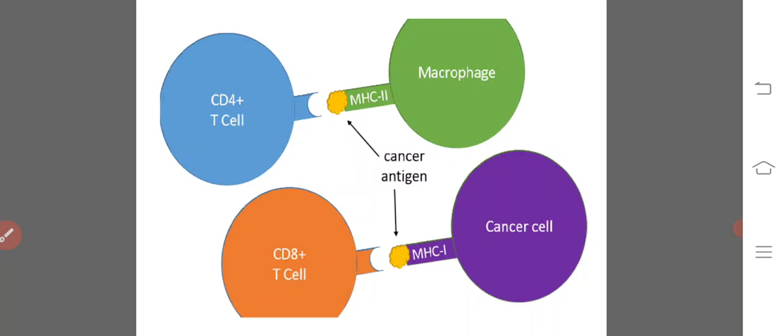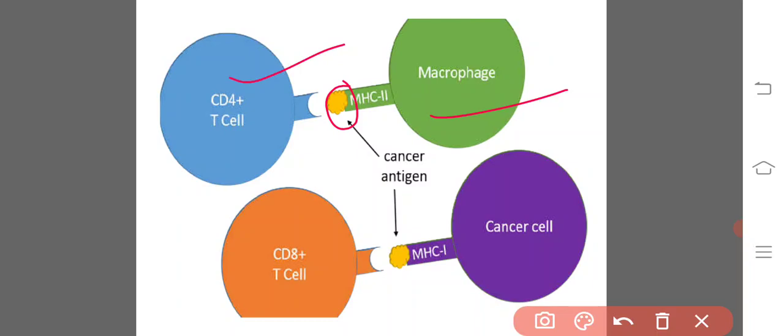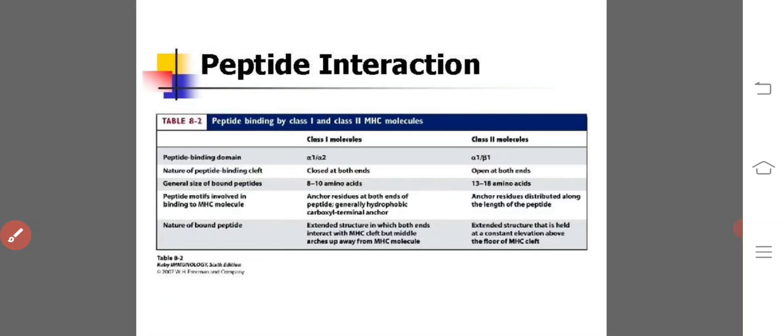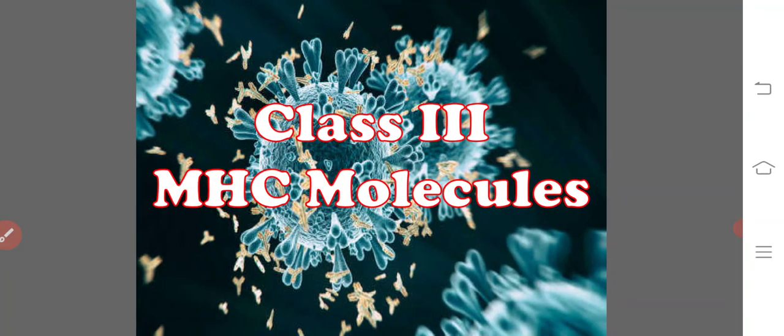See here, the macrophage with the class II MHC molecules presents its antigen to the CD4 T cells, whereas a cancer cell with MHC class I molecules presents its antigen to the CD8 T cells. One is from the exogenous pathway, another from the endogenous pathway. These are the differences between peptide interactions with the MHC molecules.